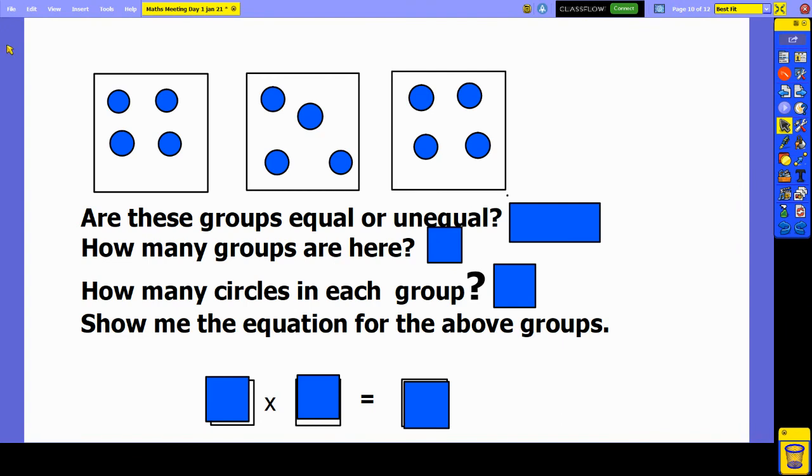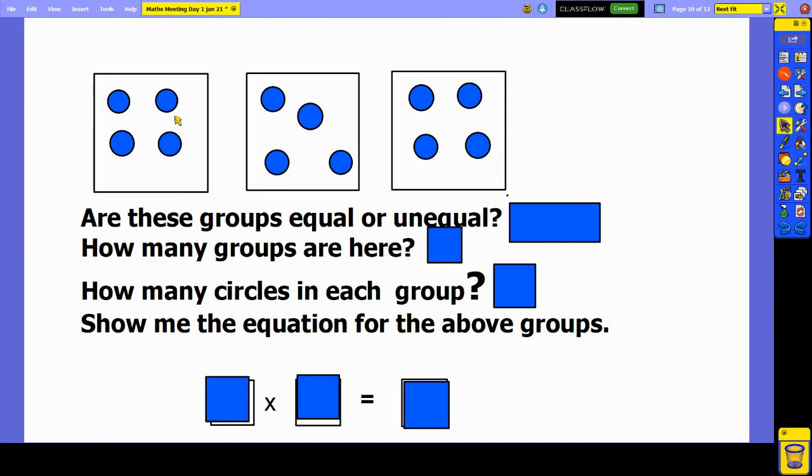Okay. I have lots of little blue circles in some boxes. Okay. I want you to look carefully at these groups. Are they equal or unequal? I want to know how many groups are here. I want to know how many circles in each group. And then show me the equation for the above groups. So pause your video to double check the pictures.